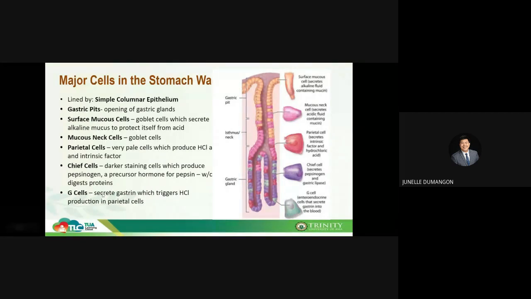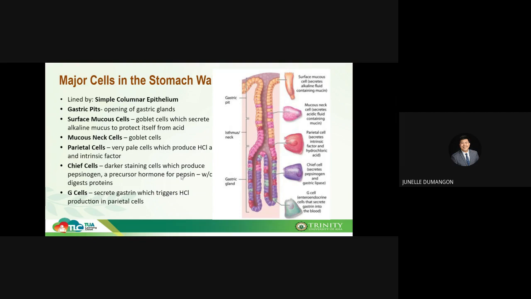Now, lastly, we have G cells. These are the greenish cells that you see here. G cells are called as such because they produce gastrin. And what does gastrin do? Gastrin triggers hydrochloric acid production in your parietal cells. So, in process, G cells would first have to produce your gastrin. Gastrin will act upon your parietal cells to produce hydrochloric acid. And then, hydrochloric acid will be the one to activate pepsinogen into pepsin.